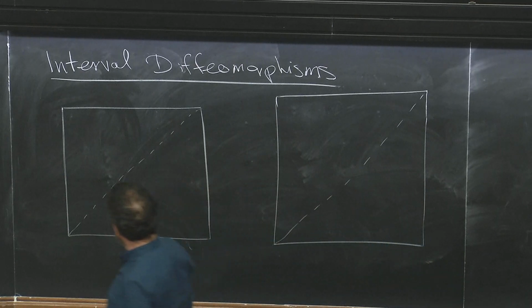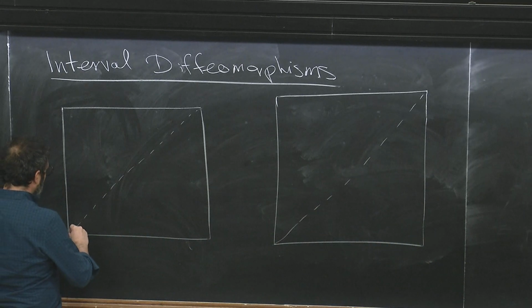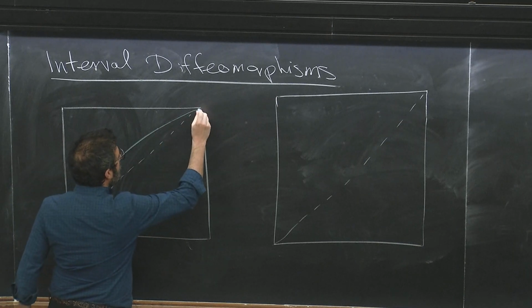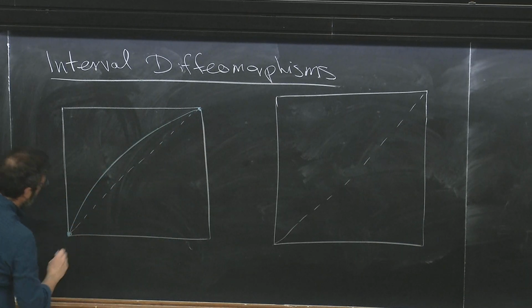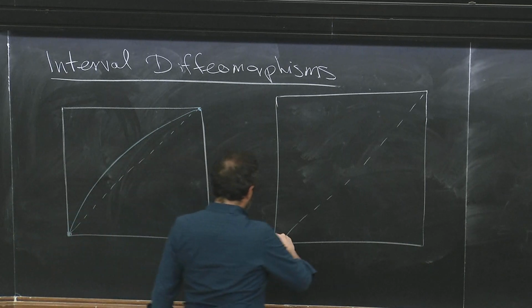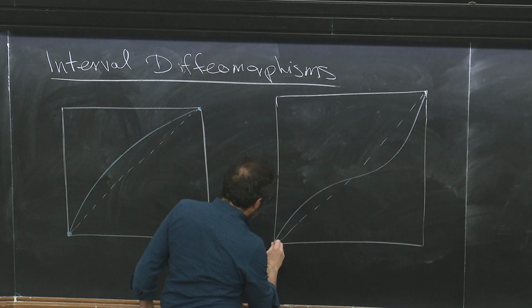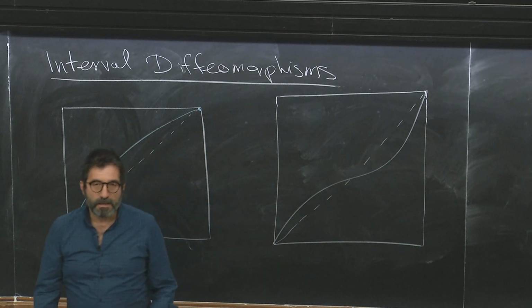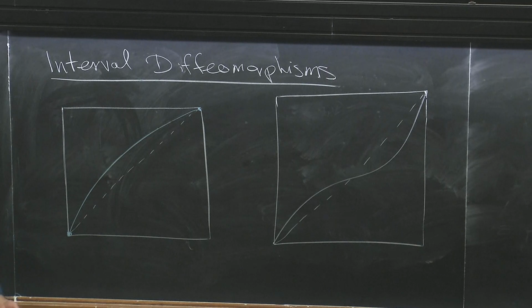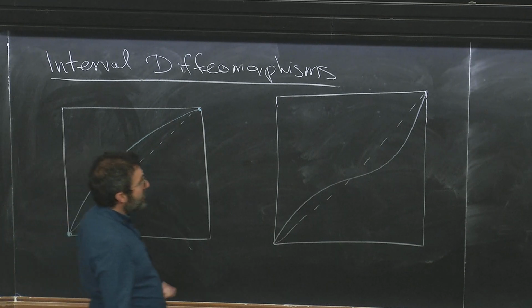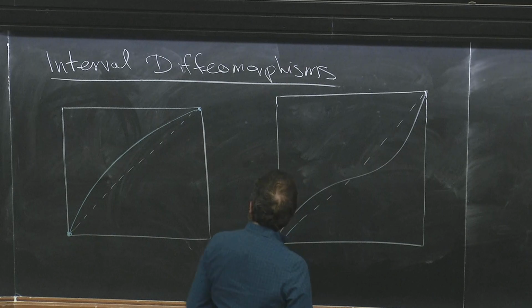For example, we know that if we take this interval diffeomorphism here, and this interval diffeomorphism here, they cannot be topologically conjugate, right? Why is that? They have different numbers of fixed points. Exactly. So it is obvious that these cannot be topologically conjugate.